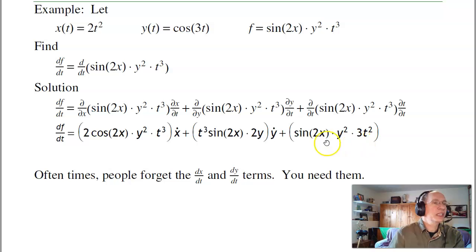Now one mistake that people oftentimes make is when you do the full derivative, I need this last term right here, partial with respect to x times the partial of x with respect to t. I need that x dot, but for this term I need a y dot. If you forget that, probably the units aren't right. This is df dt. I need something dt over here. Well, you need that term.